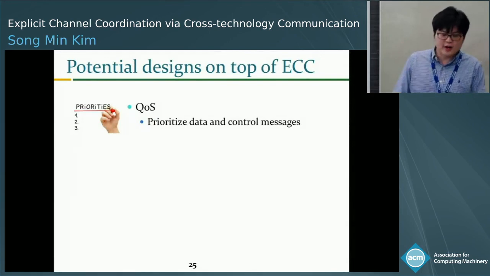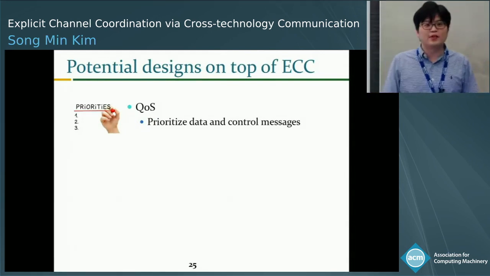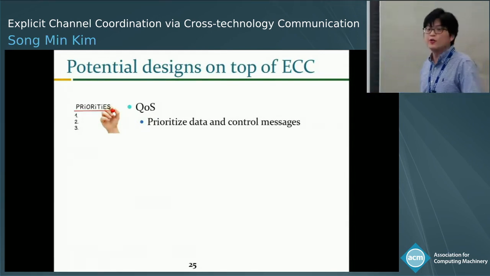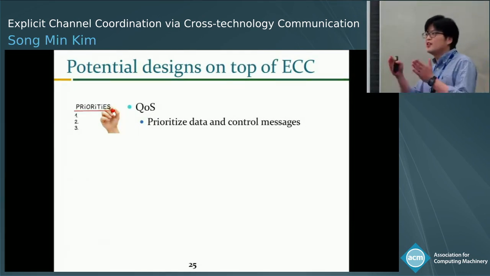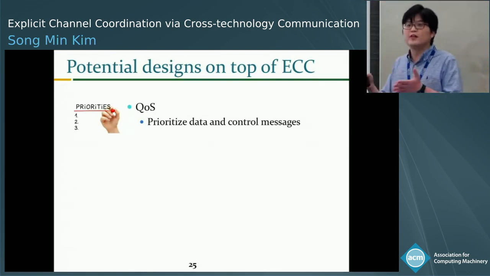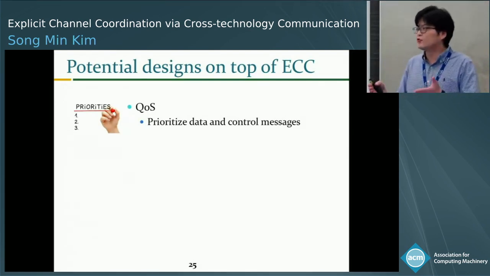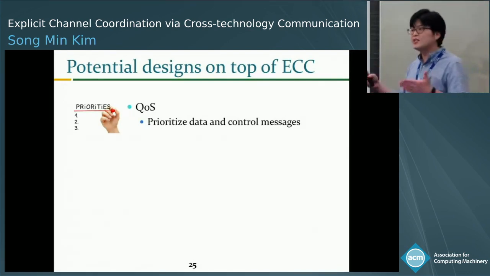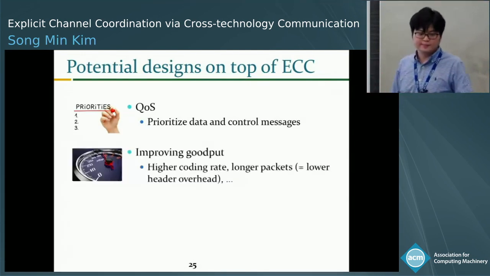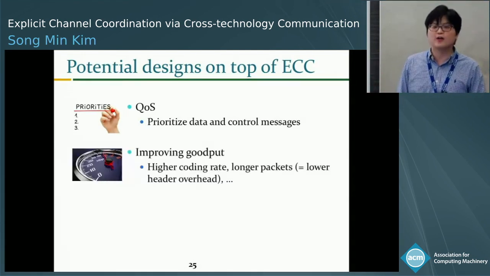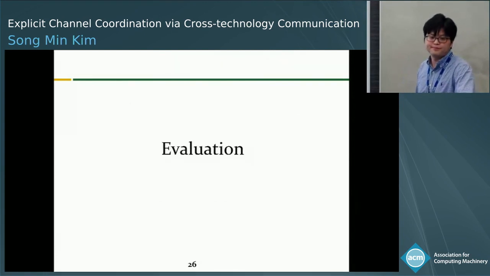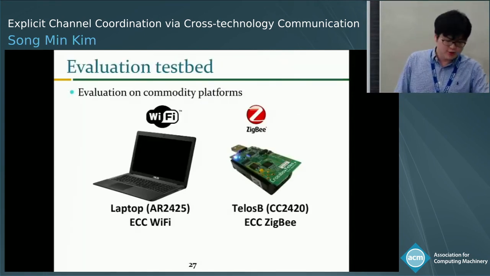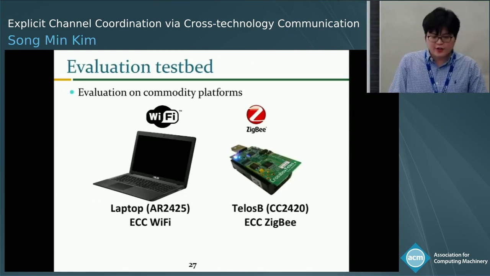On top of this, there are potential designs that can be built on top of ECC, including QoS. For example, we prioritize some data to be transmitted within the time frame of D for higher reliability, where we transmit less important data outside D. Similarly, we can improve throughput. We can also enable multi-channel ZigBee. Now, let me move on to the evaluation.